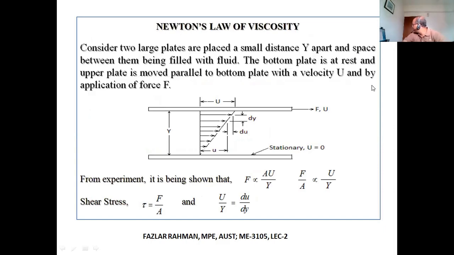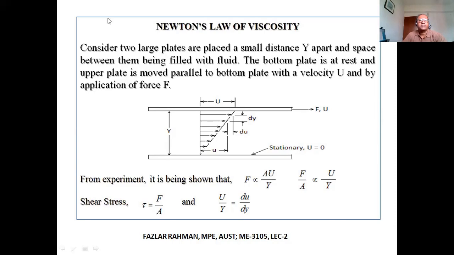Okay, now we'll derive an equation which is called Newton's law of viscosity. How does it look? Newton derived this equation and figured it out experimentally, from his experiment.